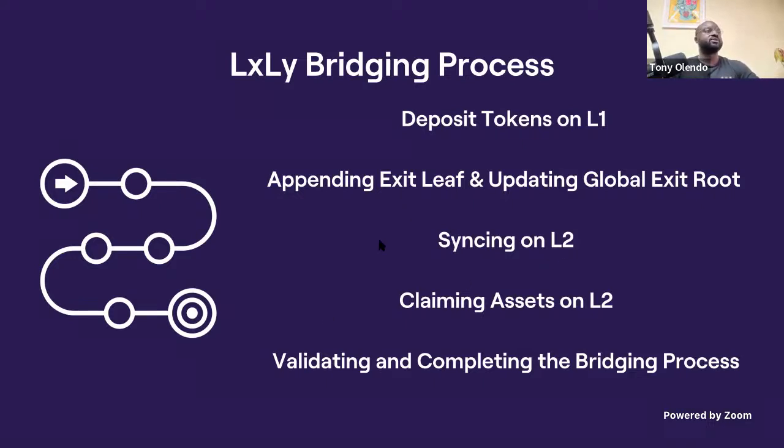The very first step is that you deposit tokens on the L1. Once you deposit tokens, your particular transaction is appended to the exit leaf and the global exit root, and the bridge smart contracts take care of that, and then it's synced on the L2. The sequencer then eventually picks up that transaction, and it makes it available for you to claim the assets. And once you claim it, the process is validated and then completed on the back end.